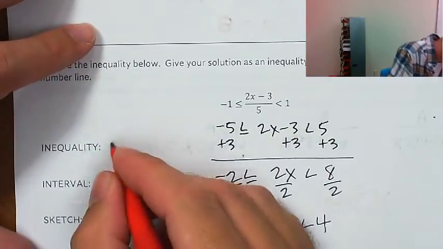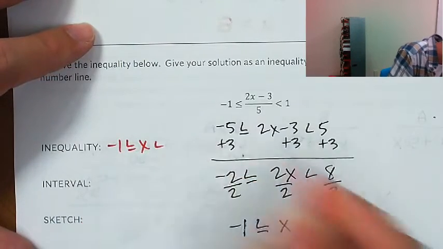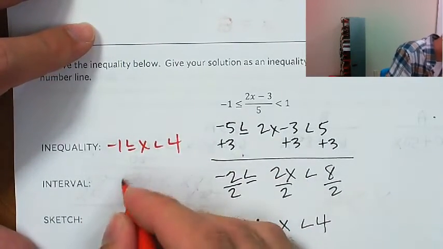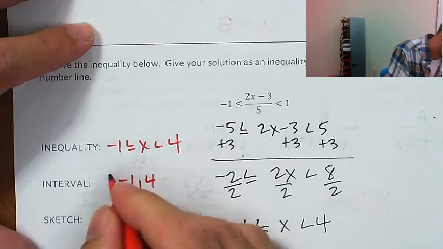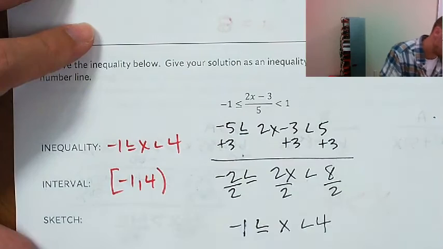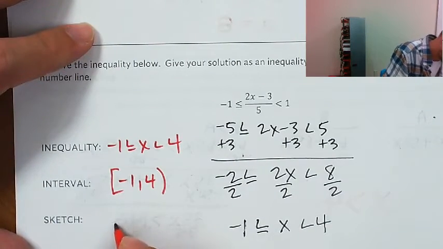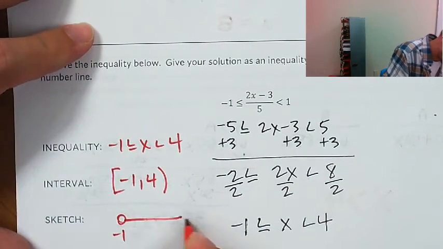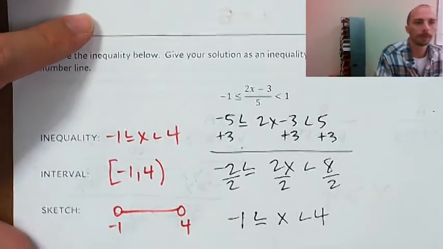So that is an inequality. As an interval, it's going to go from negative 1 to 4. We're going to include negative 1, so it'll be a square bracket. We're not going to include 4, so it'll be a parenthesis. And then, okay, so negative 1 up to 4.